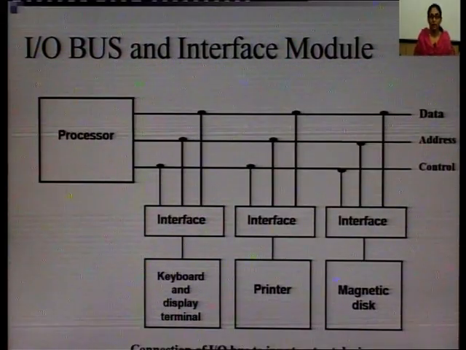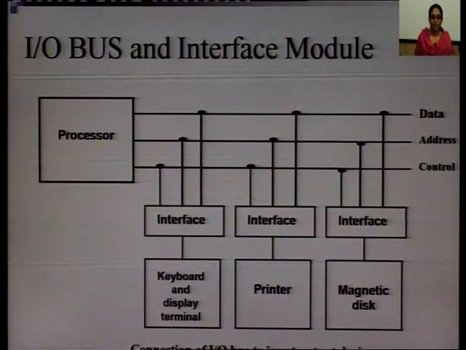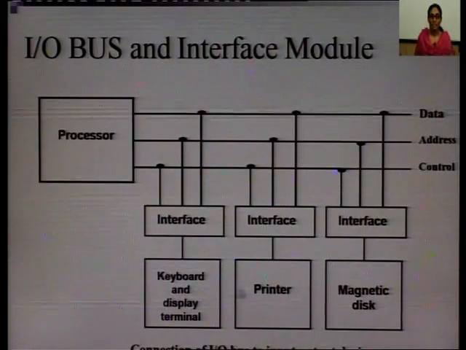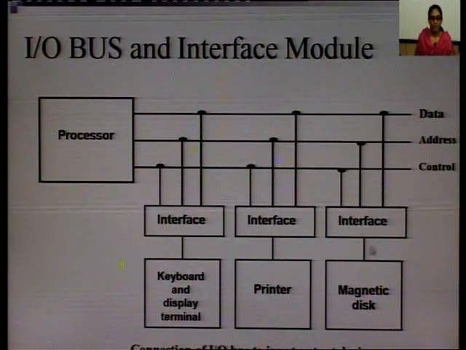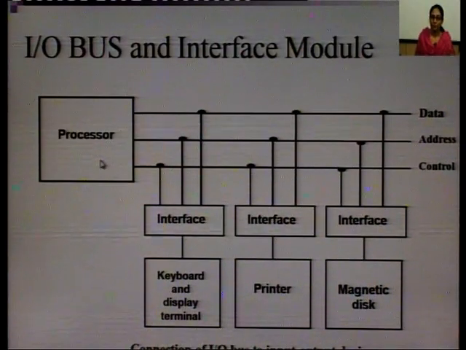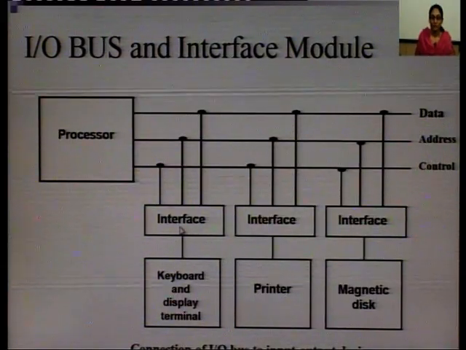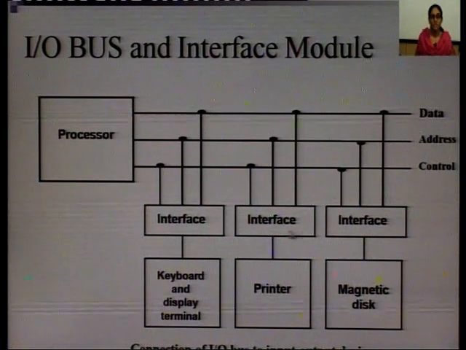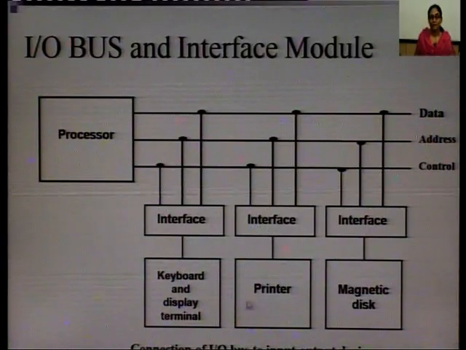Now this is the detailed diagram of the interface, in which the processor is connected with the various peripheral devices. Here the keyboard, printer and magnetic disks are the peripheral devices. They are not directly connected with the processor. They are connected through a third unit which is called the interface unit. The interface resolves all the differences which I explained earlier between the processor and the peripheral devices.